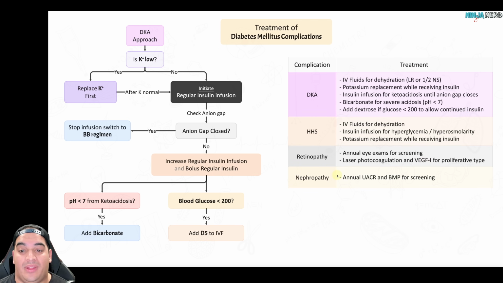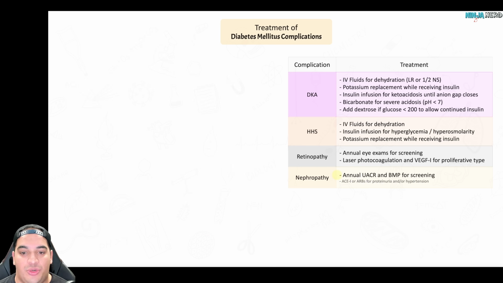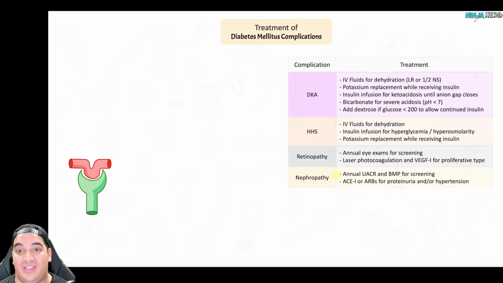Another one is nephropathy. We want to be able to catch a patient developing nephropathy. And so if a patient has diabetes, you want to do annual urine albumin creatinine ratios to see if their albumin is really becoming high in their urine. And then check their BMP to see if their GFR is really starting to decline. Because in these situations, we should actually start them on drugs that can protect them from albuminuria, protect them from CKD, and maybe even control their blood pressure.